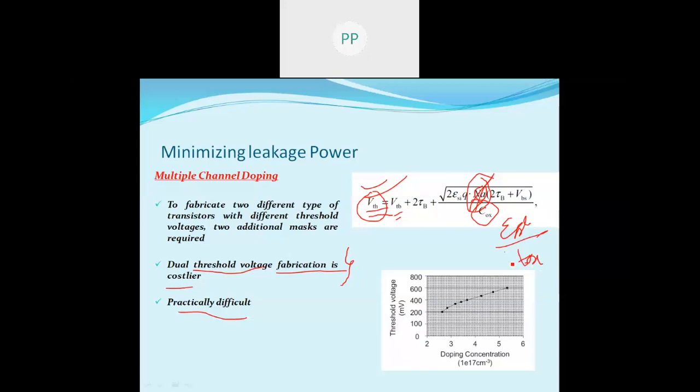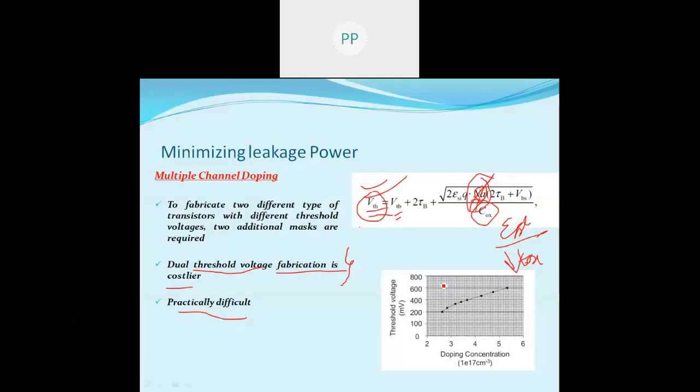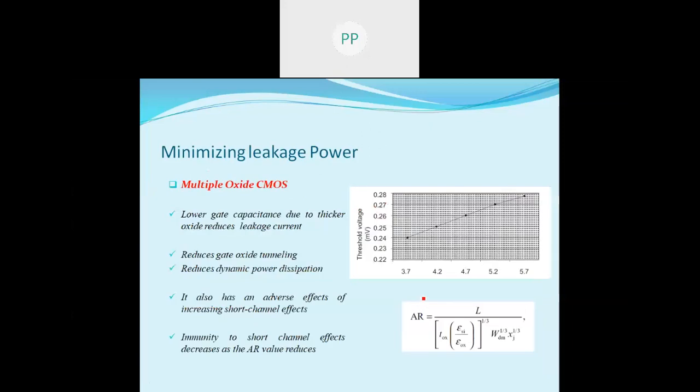So if you reduce TOX, then COX will increase and the VTH will decrease. If you increase TOX, COX will decrease, and then VTH will increase. So we can have two transistors with different oxide thickness, and therefore they may have two different threshold voltages.